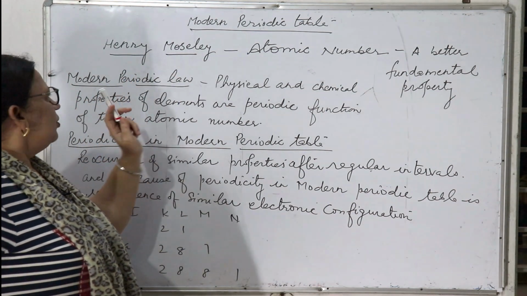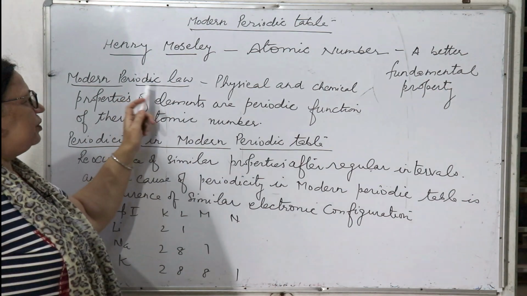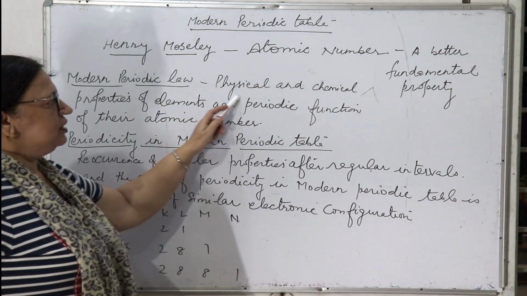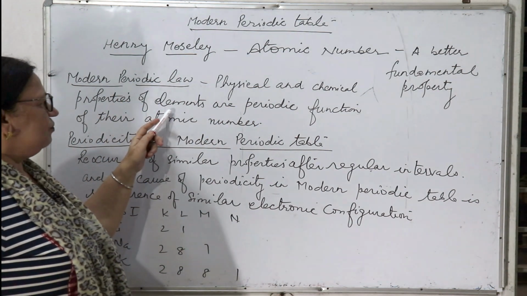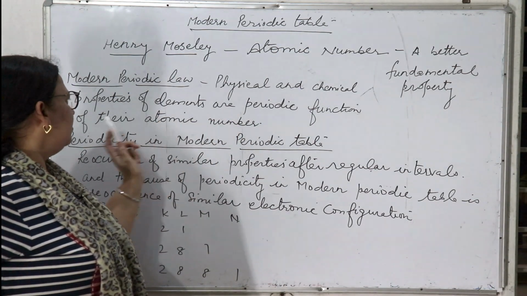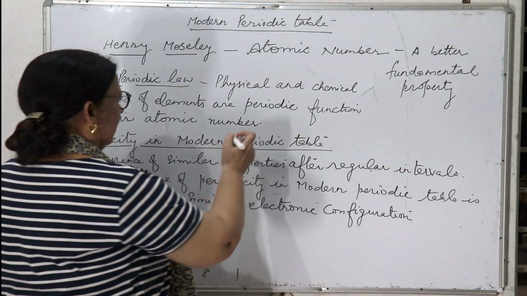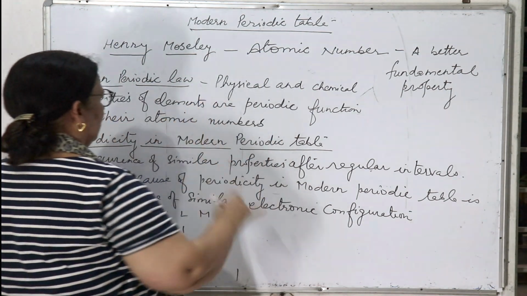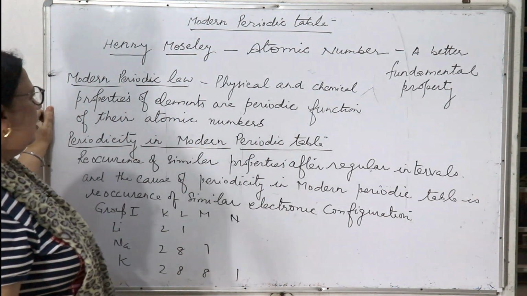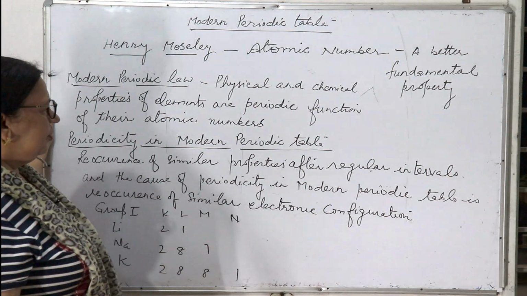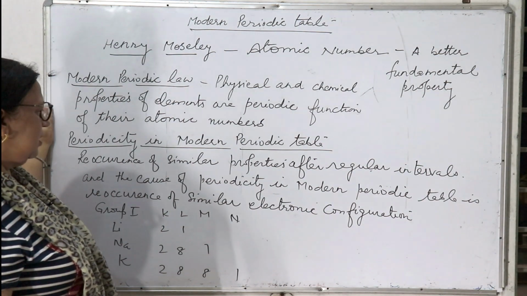Before doing the modern periodic table, let us do the modern periodic law. Physical and chemical properties of elements are a periodic function of their atomic numbers.